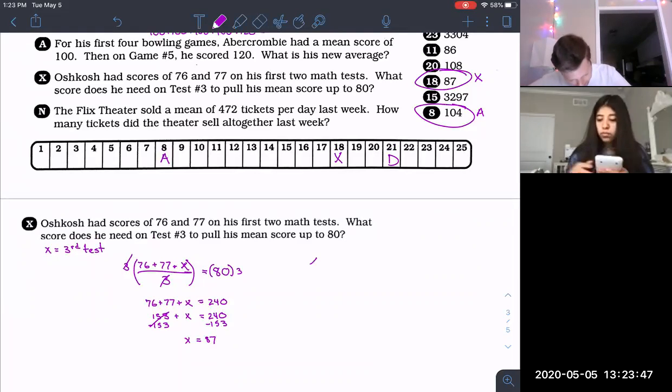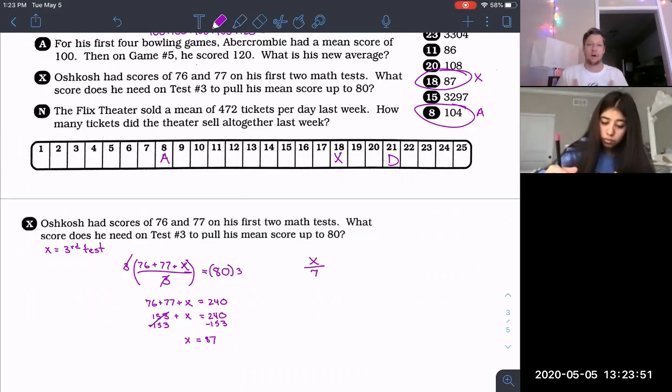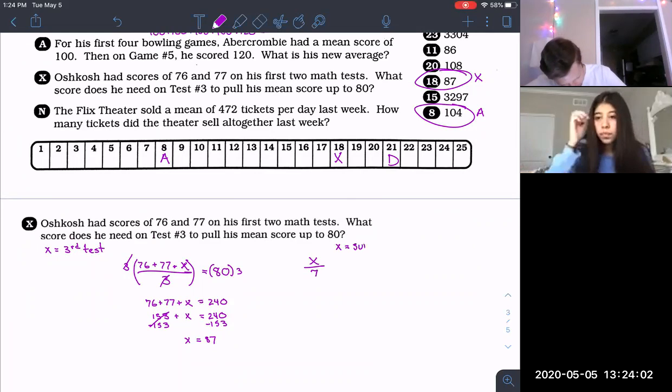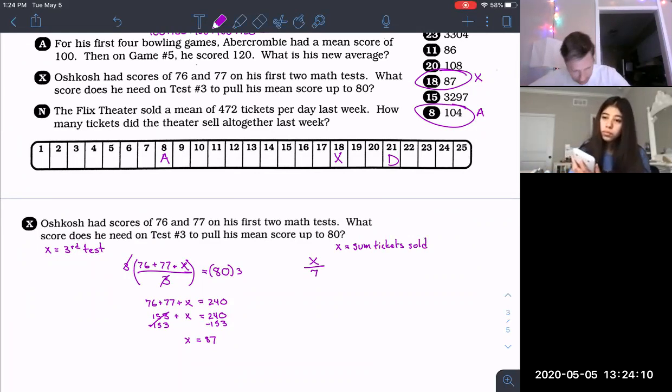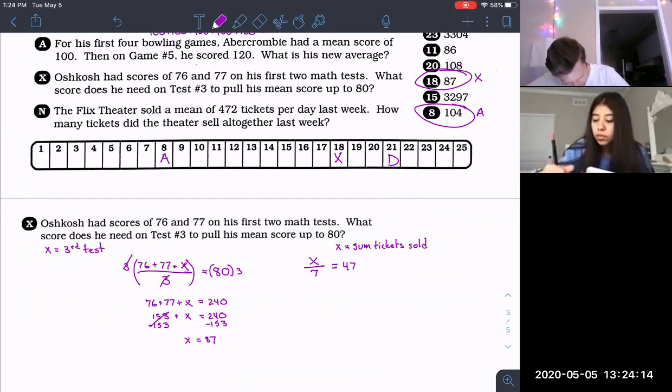So basically what they did is they took some number X and divided it by 7, right? Because X would be the sum of all the tickets they sold for the entire week. If we took the 7 days and added them all together, that would be X. So if we're defining our variable, X equals the sum of tickets sold. Add them all up, and if we divide that by 7, it should give us the average, which is 472.